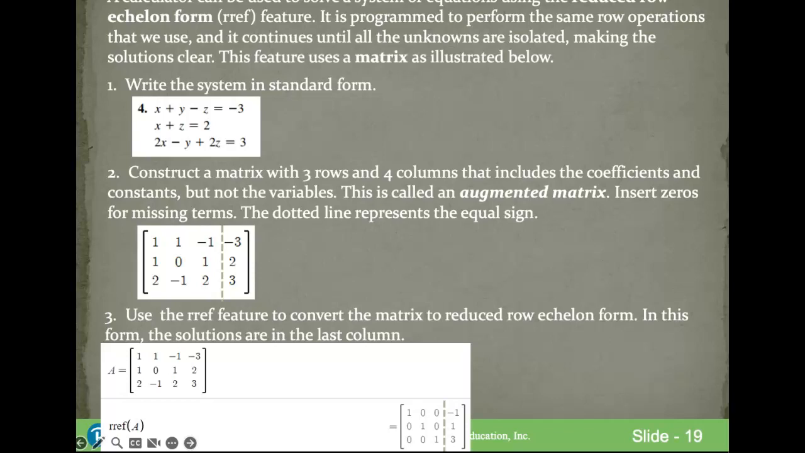Okay, so it ends up looking something like this. RREF of matrix, whatever name you call it. And when you finish with that, what you end up with at the beginning is something called the identity matrix. But those three numbers are our solution. So our x is -1, y is 1, and z is 3.